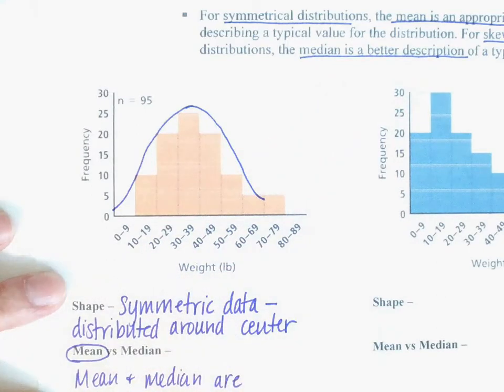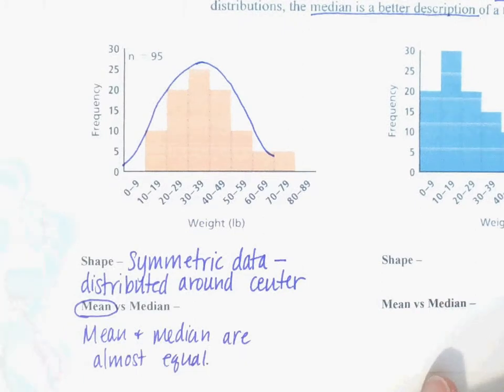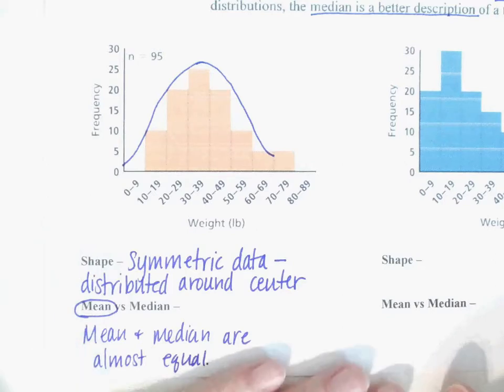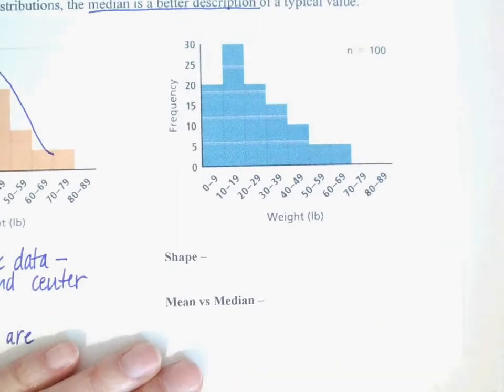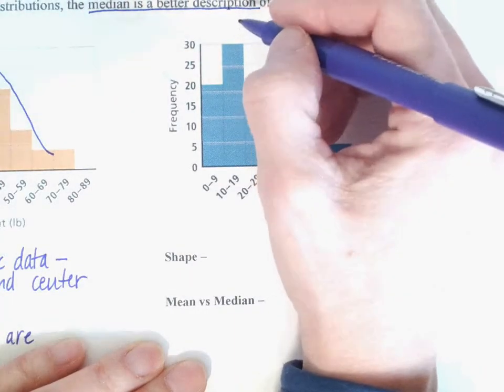There we go. Just real quick, when we have symmetric data, mean and median are almost equal. Next, again, I'm going to be asking, how could you describe this shape? And we're going to take a look at where that tail is.